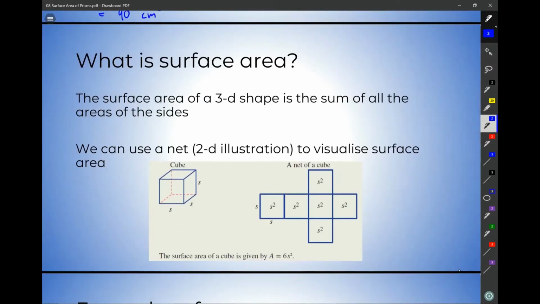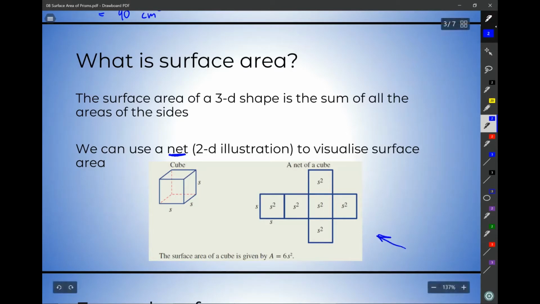Okay, moving on now to surface area. What is surface area is the first question we need to answer. So the surface area of a three-dimensional shape is the sum of all the areas of the sides. So we can visualize this with what's called a net, a 2D illustration here.